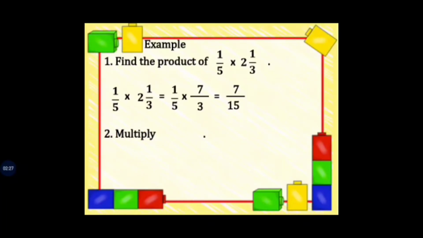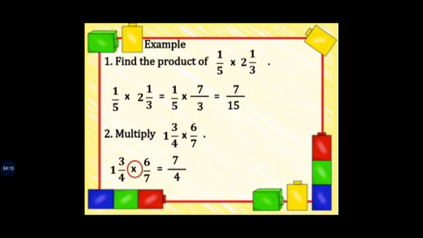Let us have example number 2. Multiply 1 and 3/4 times 6 over 7. So, let us have 1 and 3/4 times 6 over 7. Let us have an equal sign, then a fraction sign. So, we are going to change now mixed number to an improper fraction, which is 1 and 3/4. Okay? So, let us multiply 1 times 4 equals 4 plus 3. Oh, idadagdag natin yung 3 na nasa itaas. So, ang sagot ay 7. Then, copy the denominator 4 here.